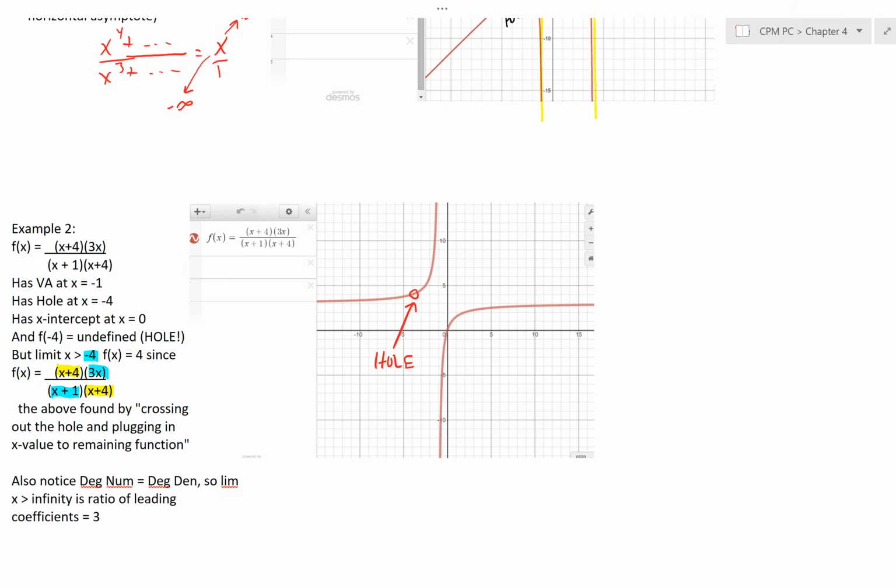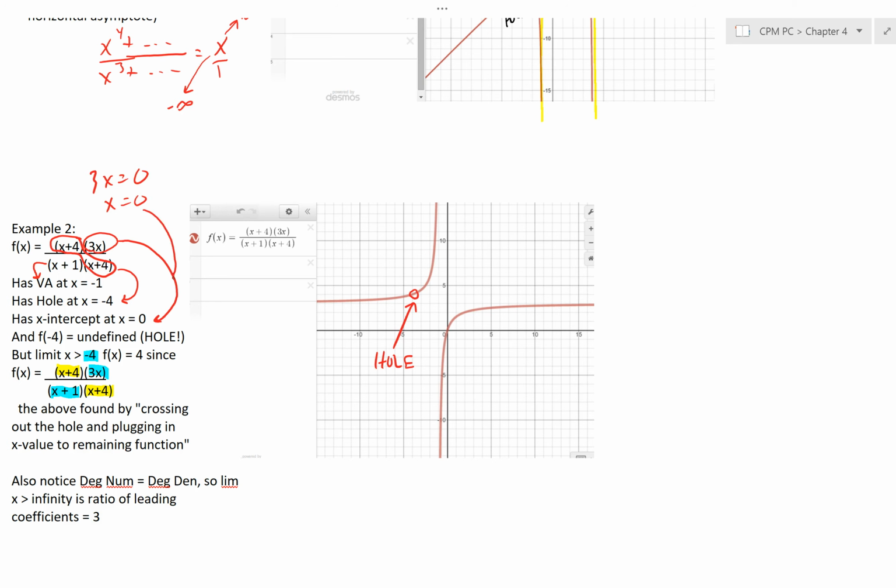Okay, in the second example, it's already factored as well. And again, we see that x plus 4 is common to the top and the bottom. So that gives us a hole at x equals -4. The only remaining factor in the bottom is x plus 1, so that tells us there's a vertical asymptote at x equals -1. And then the remaining factor in the top gives us the x-intercept. So 3x is equal to 0 when x equals 0.